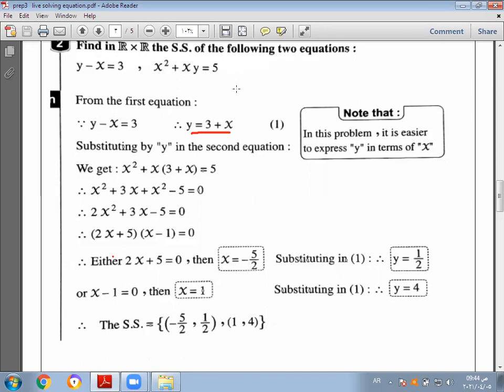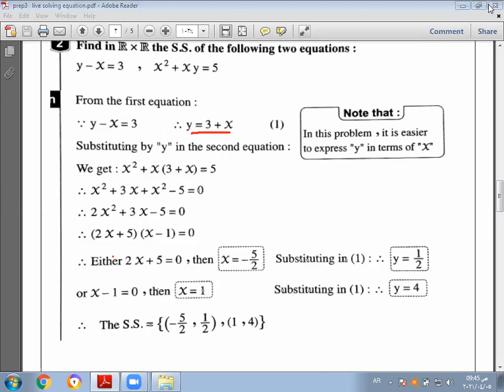We can replace y by 3 plus x. In the second equation, we say what? x power 2 plus xy equals 5. We replace y by 3 plus x. The equation will be what? It will be x power 2 plus x multiplied by bracket 3 plus x equals 5.